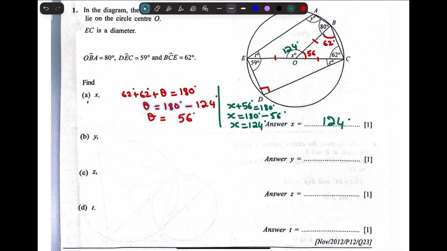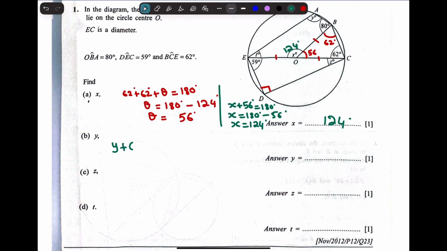So y plus 62 degrees should equal 180 degrees. So y equals 180 minus 62 degrees, y equals 118. I'm also trying not to use a calculator. I'm doing everything mentally, so check all my workings as well.